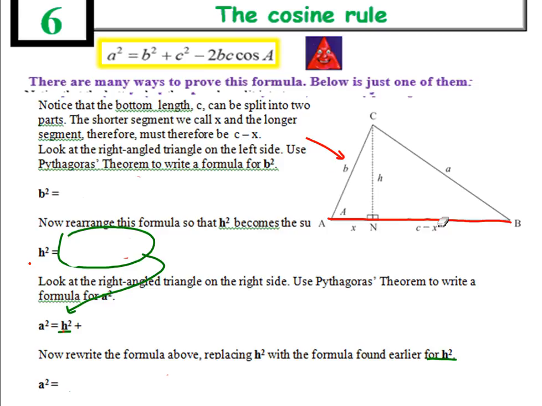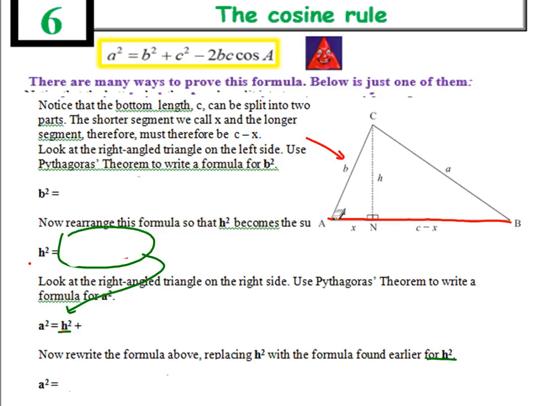When you do that, it splits the bottom length c, which is in red, and this little length here we can call x. Therefore the other, longer length here must be c minus x, because c is the whole red length. If this one is x, then this length here must be c minus x.